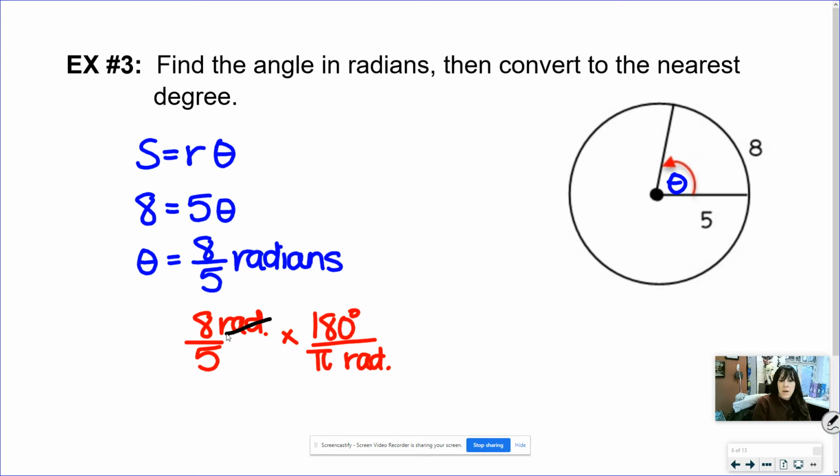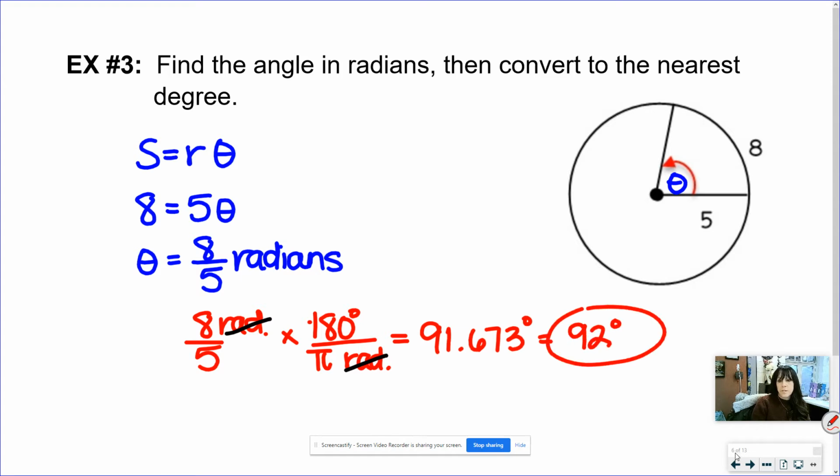Okay, and the reason you want 180 to be on top is because you want these radian units of measure to cancel. So if you do all the math in your calculator, it'd be 8 times 180 divided by 5 pi. That would be about 91.673 degrees. But it says to convert to the nearest degree, so 92 degrees. Okay, so that's arc length. There's a couple questions on your homework that are like those.